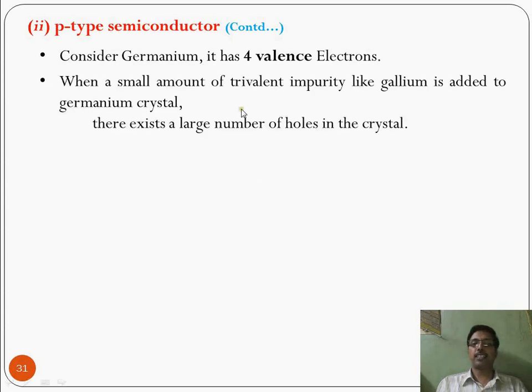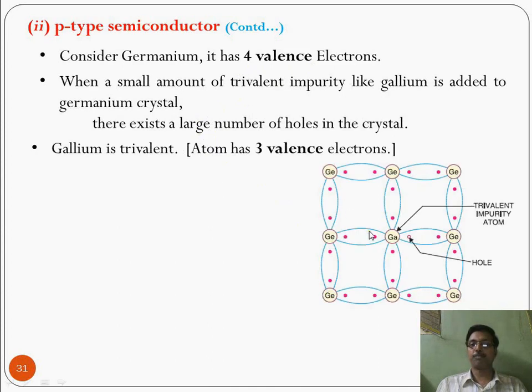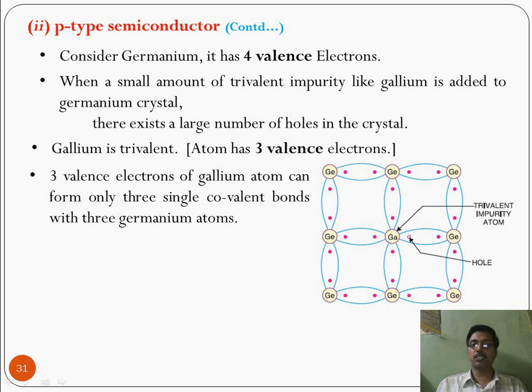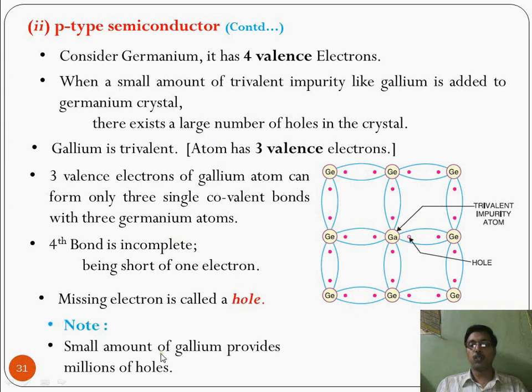Consider 4 valence electrons; when trivalent impurities are added, it creates a large number of holes. Gallium is trivalent since it has 3 valence electrons. Here the 4th bond is incomplete, so there is a shortage of 1 electron. This missing electron is called a hole. Note, a small amount of gallium can provide millions of holes.